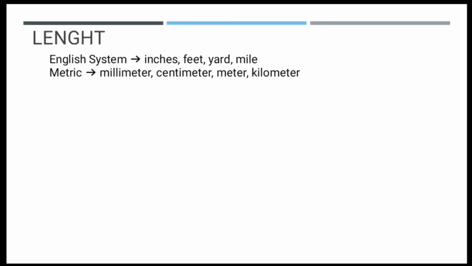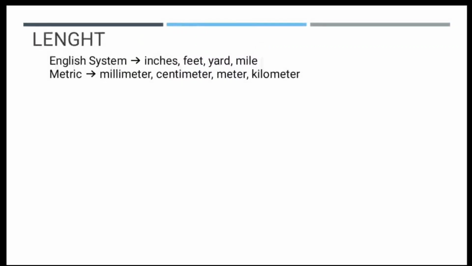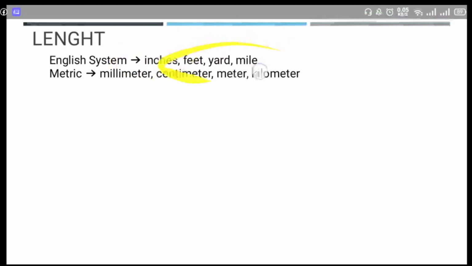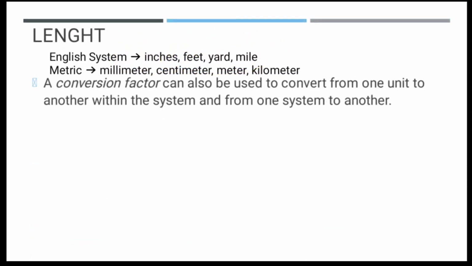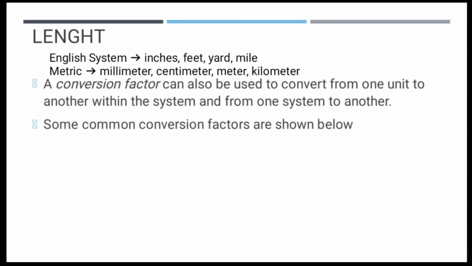Now, let's have the English system. Okay? So, if our metric system has millimeter, centimeter, meter, kilometer, as well as decameter and hectometer, for English system, we have inches, feet, yard, and mile. Okay, when we say conversion factor, it can also be used to convert from one unit to another within the system or from one system to another. So we are able to convert from metric to English system using this conversion factor. So you have to be aware of the following conversion factors.